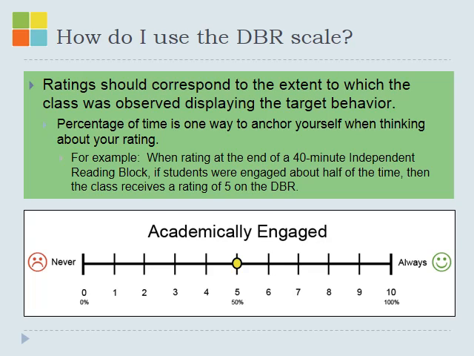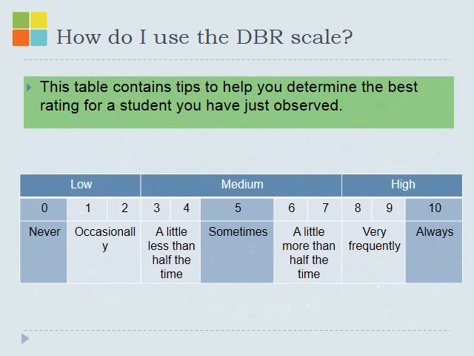The percentage of time is one way to think about this when you're thinking about your ratings. So, for example, at the end of your block, if you're thinking about the students were engaged half the time, then the class would receive a 5. This table also contains some tips for you on how to determine the best rating to possibly give. So you can think of either low, medium, or high, or never, sometimes, or always in each one of the behaviors: academically engaged, respectful, or disruptive. And then from there, if you're like, well, they were sometimes respectful, a little more than half, you could put them up to a 6 or a 7.